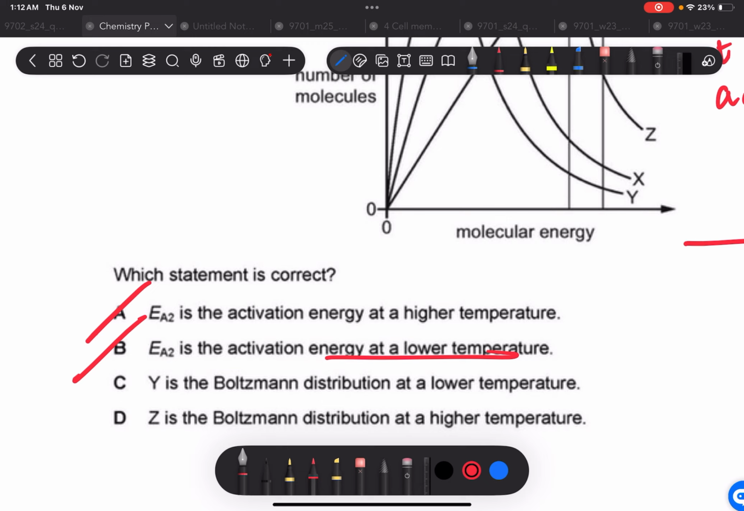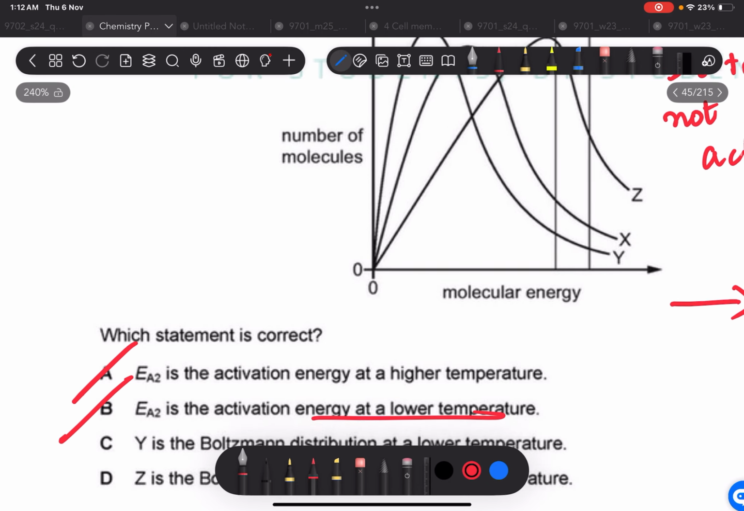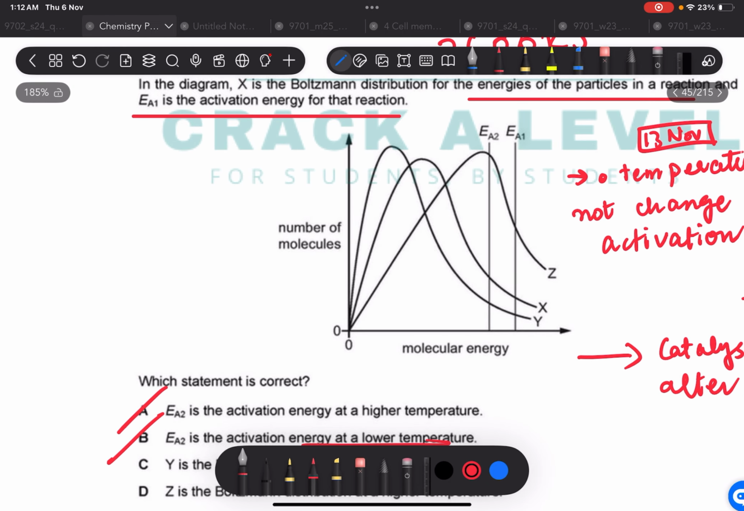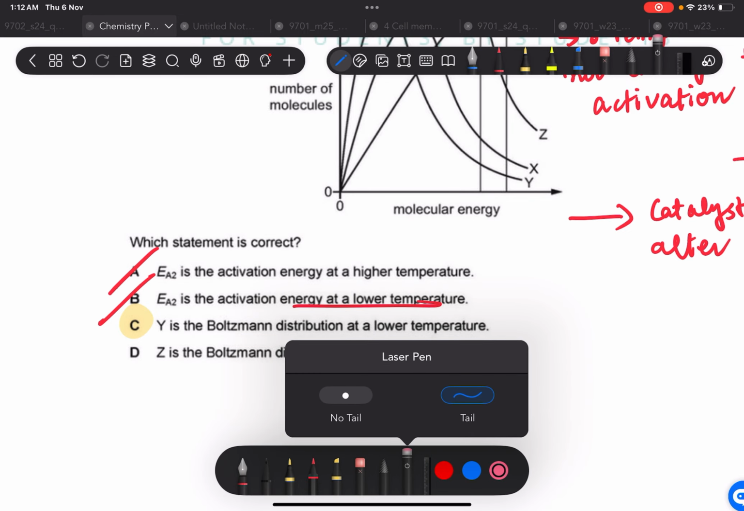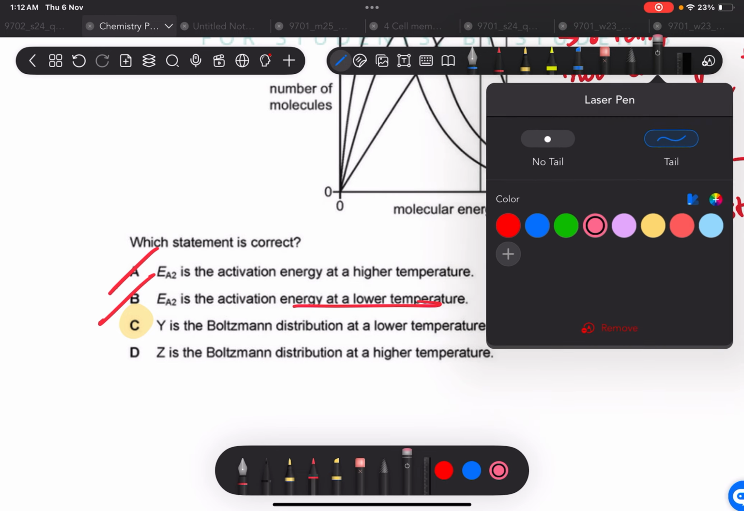EA2 is the activation energy at a lower temperature. Cross. Why is the Boltzmann distribution at a lower temperature? So what's gonna happen? Where is Y? Okay, when you lower the temperature, firstly the peak should increase. So let's see, Y has a higher peak. Very good. The peak should increase and the curve should shift towards your left side. Both conditions are fulfilled. So I think it's going to be C, but don't be too quick with it. You have to read all the options.